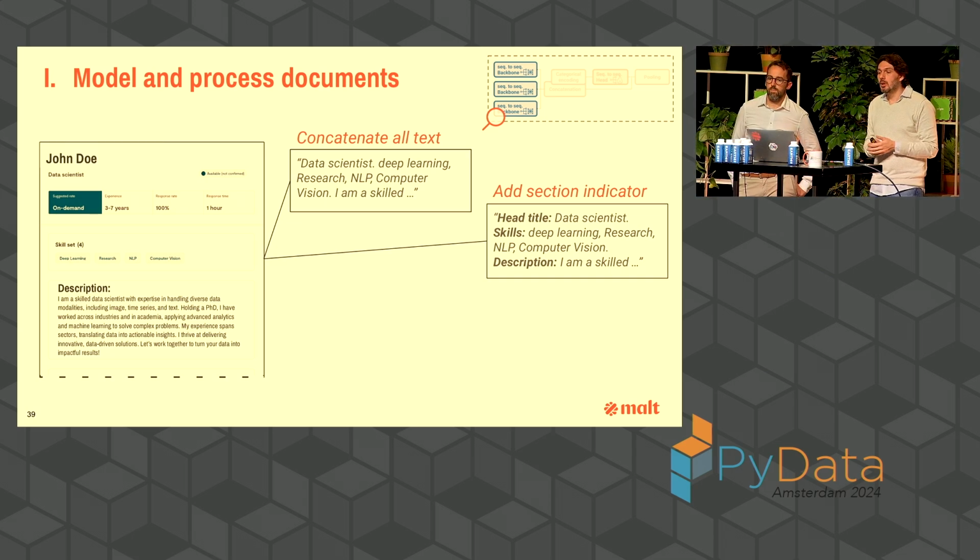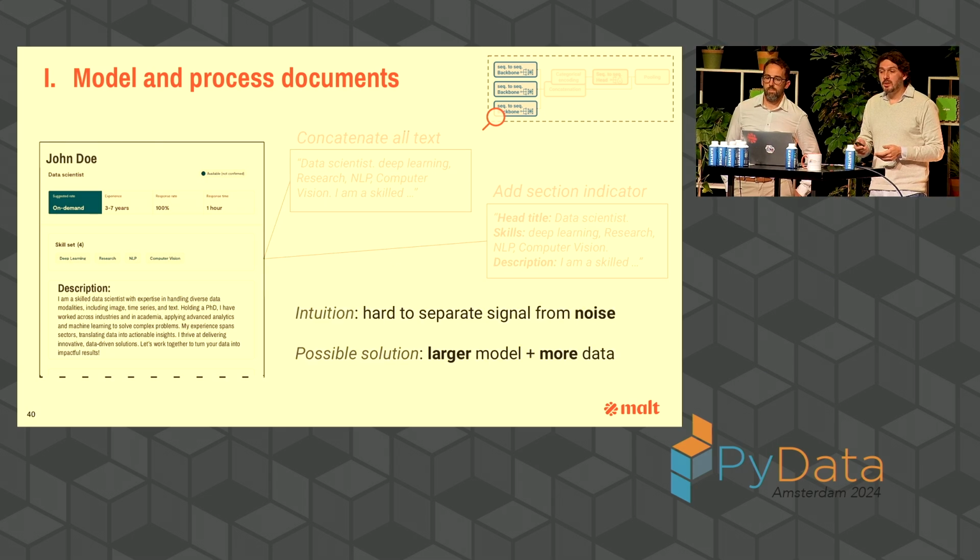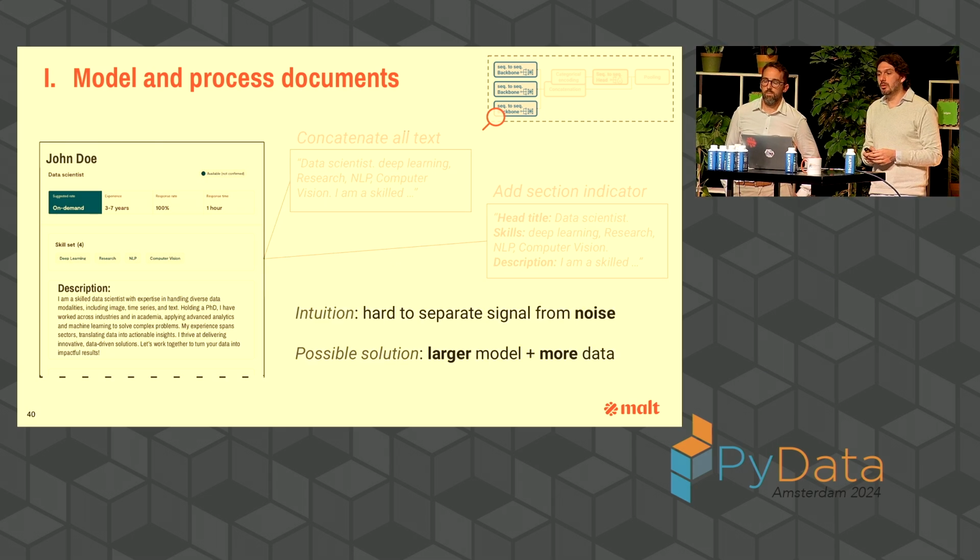But in both those cases, what we saw in our experimentation is that we introduced too much noise, giving a model all this text at once. It's actually not the best way to do it. What we could do, however, is use a larger model and more data, but that is not the path that we decided to follow.